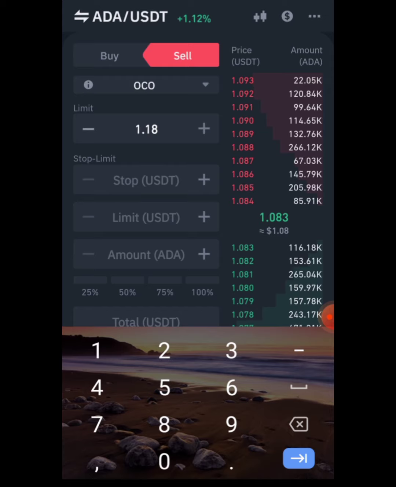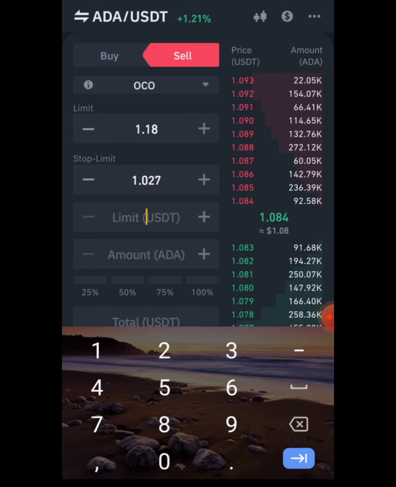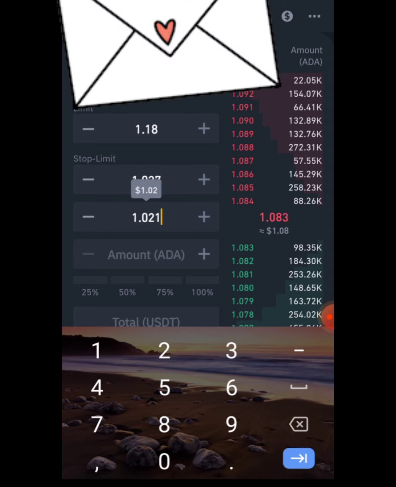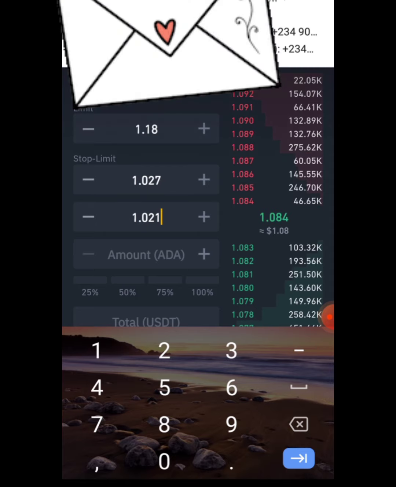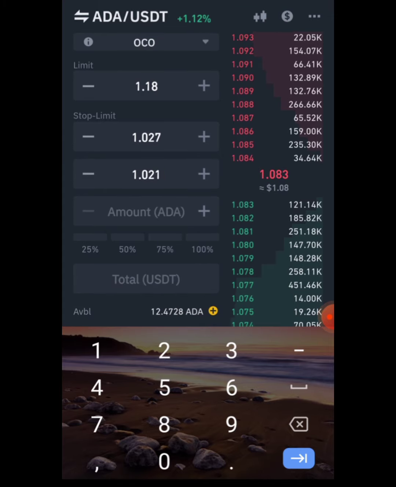Now our stop USDT will be this. The first one will be our trigger price, that is 1.027, while our limit will be the stop loss price, that is 1.021. Since we are going to be selling everything, just click on 100%.